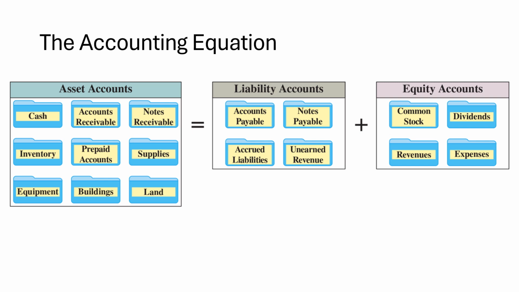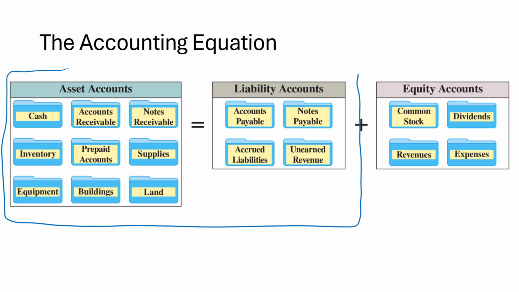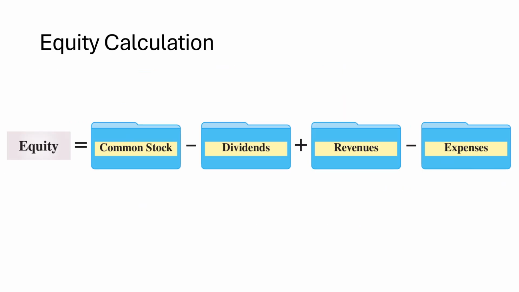Assets and liability accounts, these are fairly straightforward. The equity accounts, they have their own calculation within the equity accounts. So equity, first of all, has to do with owner transactions. So common stock would be an owner investment.